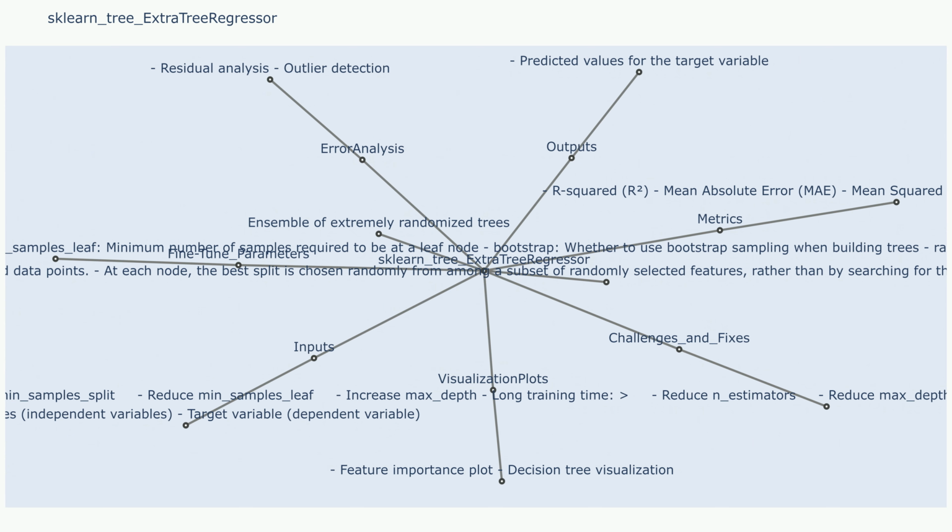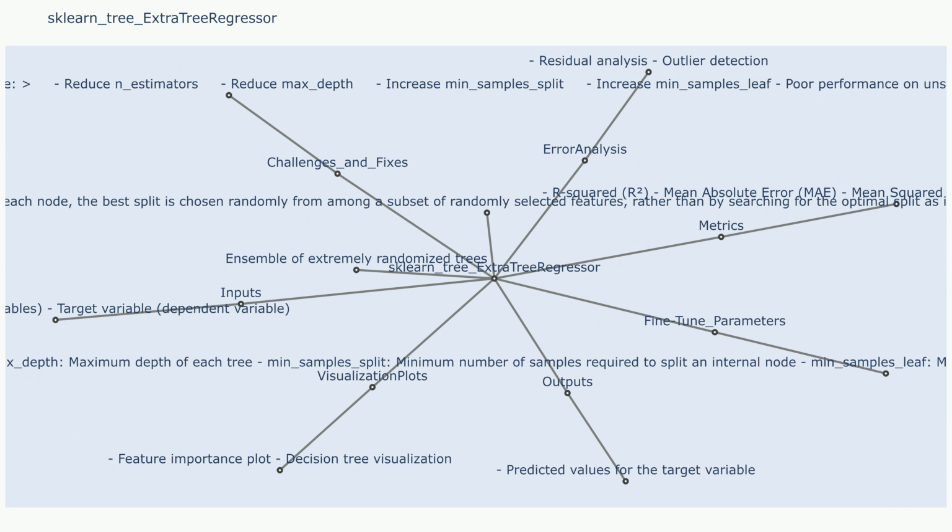Visualization plots. Decision tree visualization. Each individual tree can be visualized to understand the decision-making process. Feature importance plot shows the relative importance of each feature in the model's predictions.